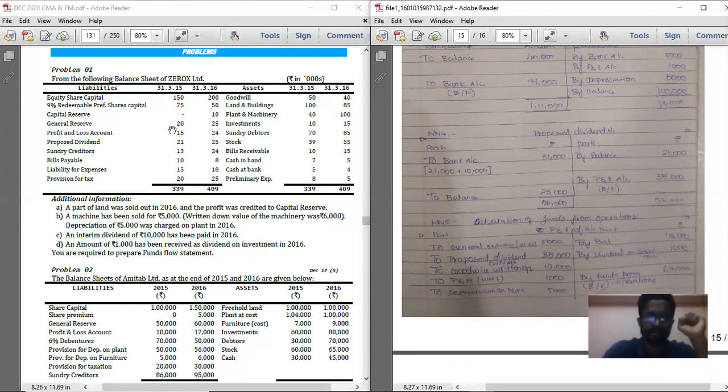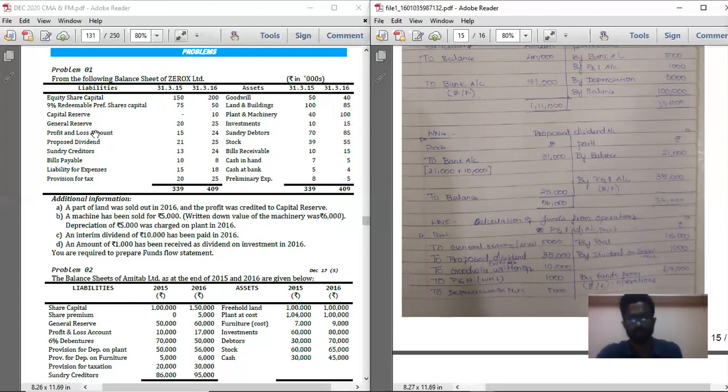Whereas this general reserve, there is 20,000 in the previous year ending and 25,000 in the current year ending. The addition of 5,000 rupees means that in the current year, the P&L account has transferred 5,000 rupees to general reserve. But the capital reserve of 10,000 rupees is transferred by the land and building account. The profit from land and building has been taken to the capital reserve, whereas the amount from the P&L account has been transferred to general reserve. So you are transferring some amount from the P&L account, so it is a reduction in the P&L account.